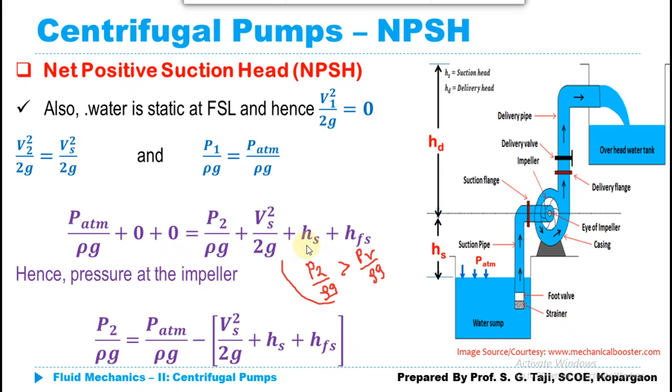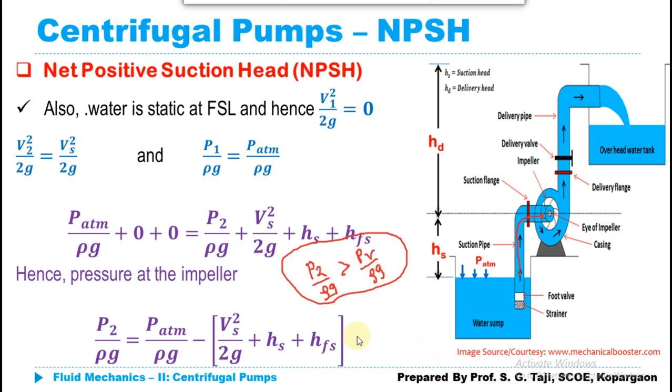Then our cavitation will be avoided, otherwise vapor bubbles will start to generate in this particular section, and due to that, of course, our material may get damaged due to the formation of the cavitation. So for avoiding cavitation, this P2 upon rho g should be greater than PV upon rho g.